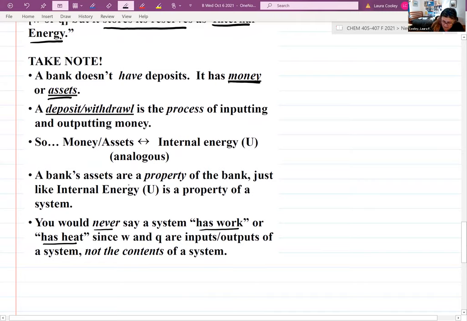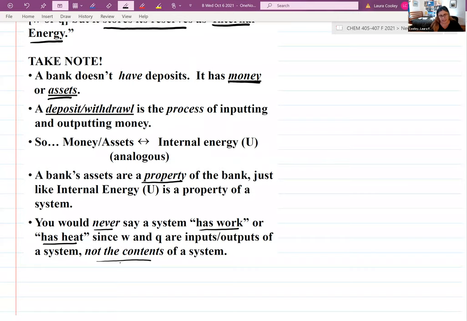So assets are a property of the bank, just like internal energy is a property of the system. But you would never say that the system has work or has heat. So the W and Q are how the U changes, but the system doesn't have those things. Okay, they're not the contents of the system. So study that a little bit and maybe you'll like it like I do.